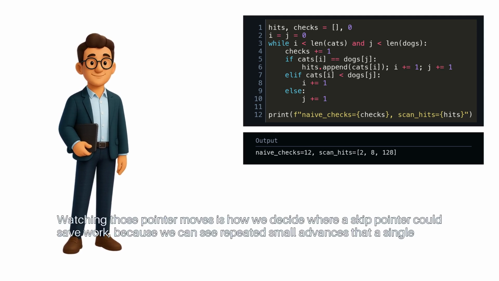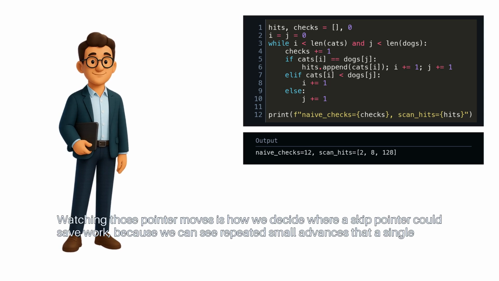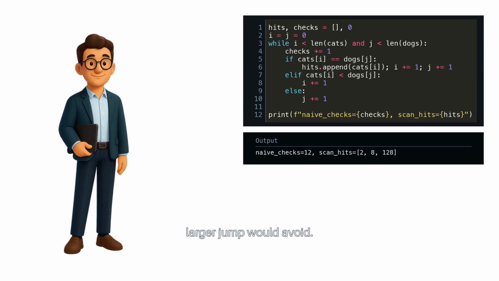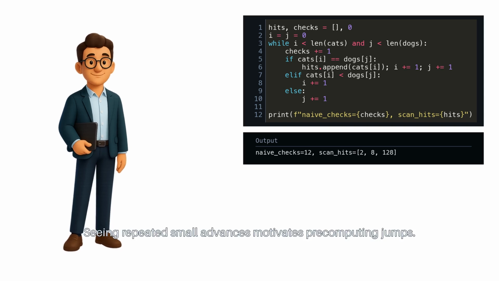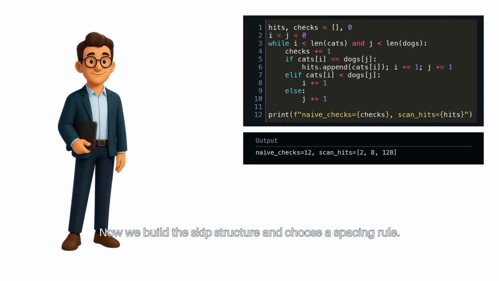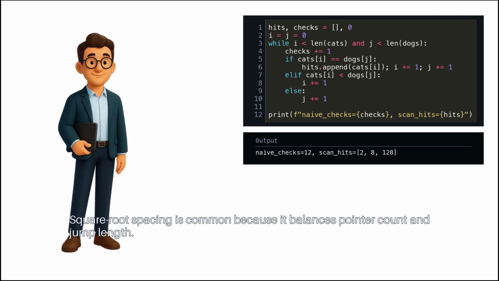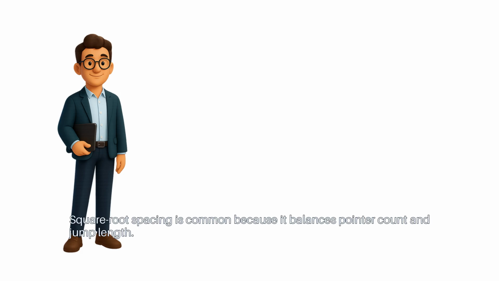Watching those pointer moves is how we decide where a skip pointer could save work, because we can see repeated small advances that a single larger jump would avoid. Seeing repeated small advances motivates pre-computing jumps. Now, we build the skip structure and choose a spacing rule. Square root spacing is common because it balances pointer count and jump length.